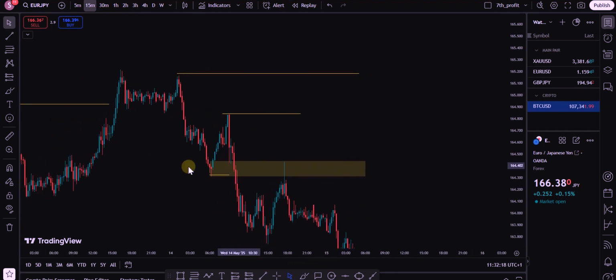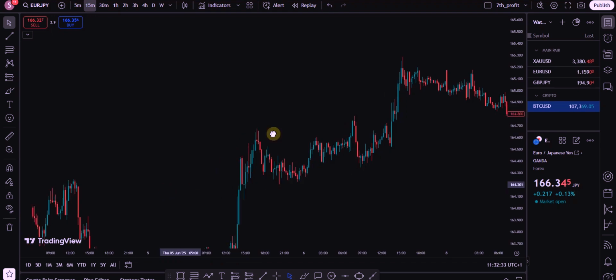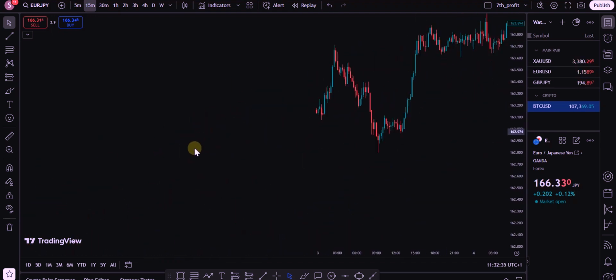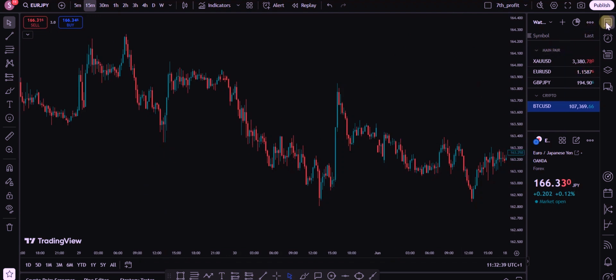Then you select your entry. Remember, we are talking about bearish, which is what? You mark your entry zone from the last down close candle. If there is a consolidation or ranging, if the candle is consolidating or ranging, sorry about that, guys.